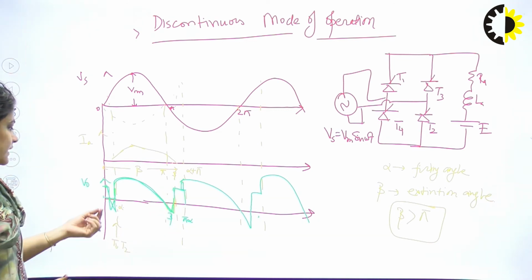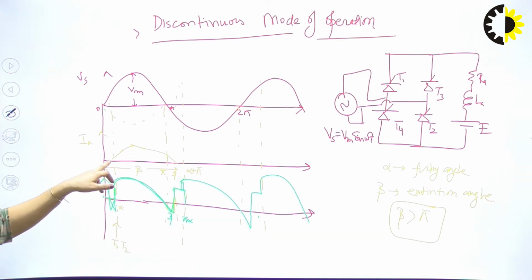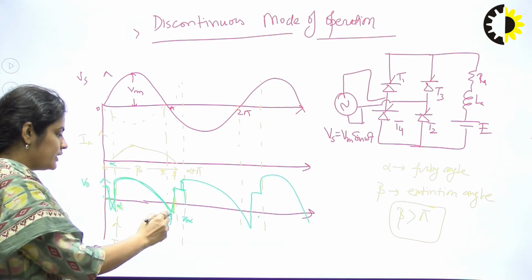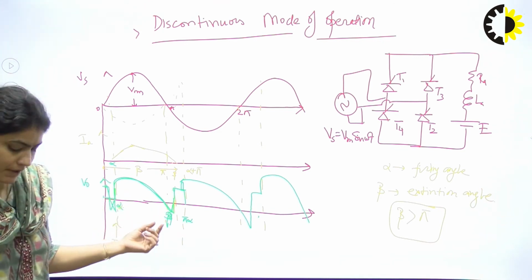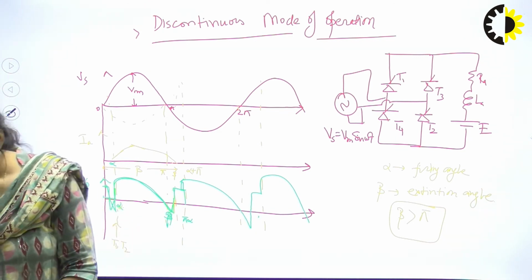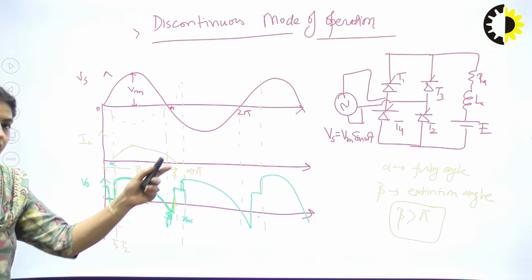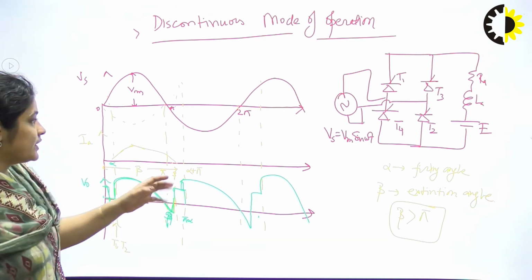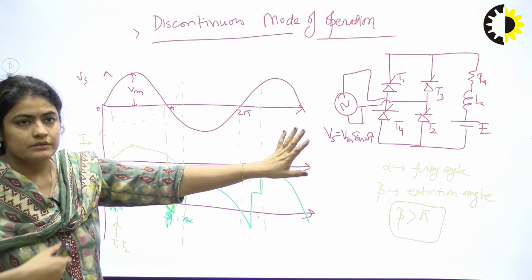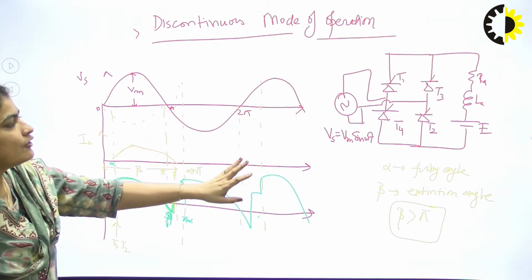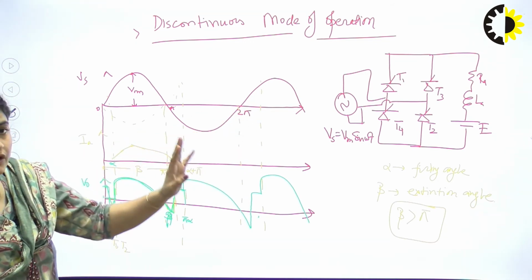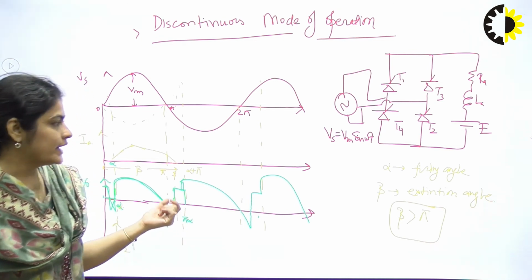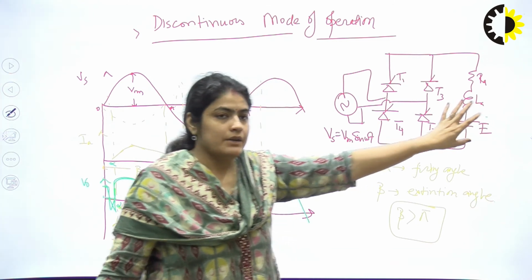I'm just explaining, this is alpha to beta, you are getting the same voltage Vm, but between beta to pi plus alpha, you are getting the voltage E, because all four devices are not working there, right? Because T1 and T2 get turned off and T3 and T4 will not turn on during that period between beta to pi plus alpha. So you are getting only the voltage E, back EMF, right?